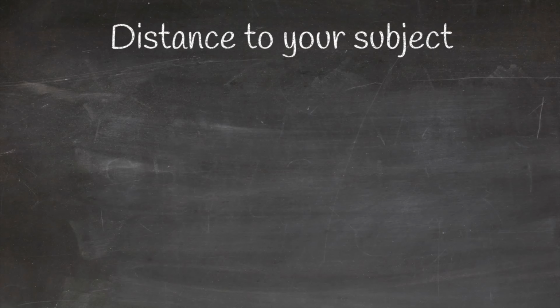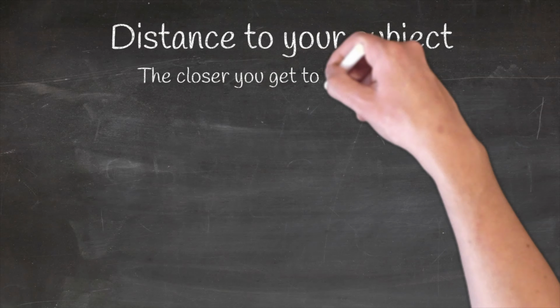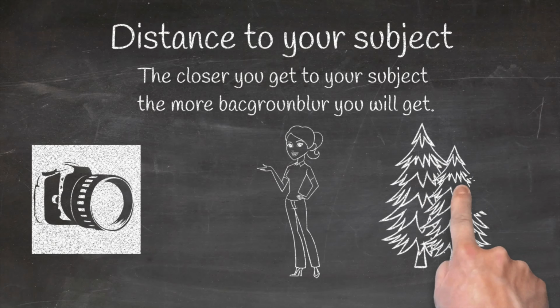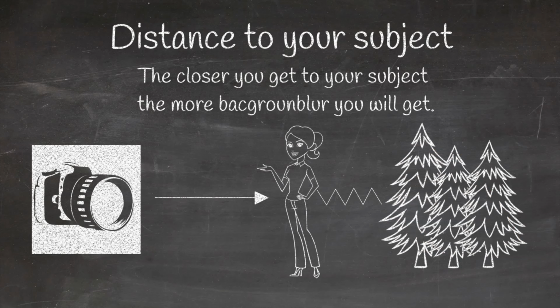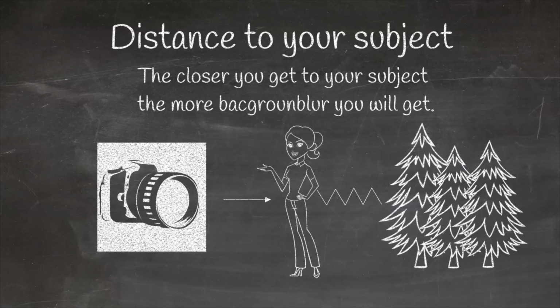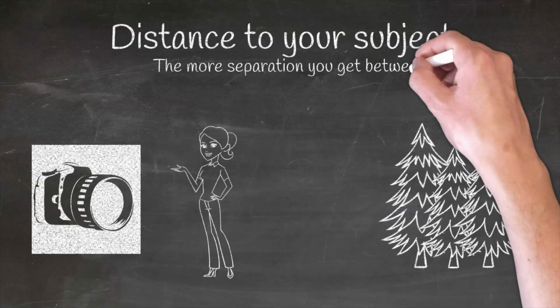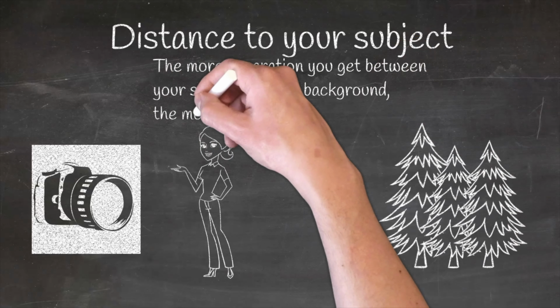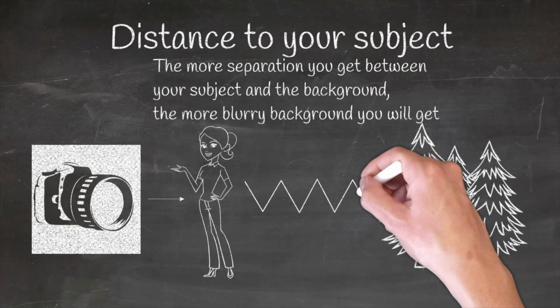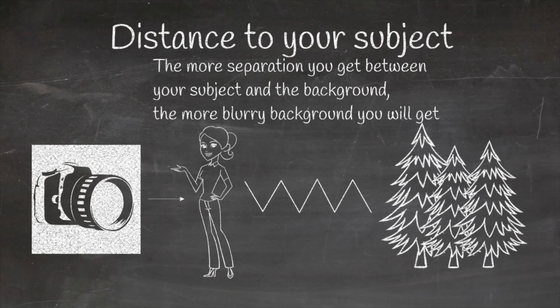So let's take distance to your subject first. The closer you get to your subject, the more background blur you will get. So if you move closer to your subject, you will experience that you get more blurry background. And also, the more separation you get between your subject and the background, the more blurry background you will get.